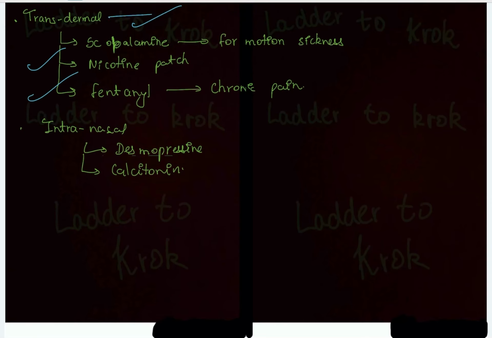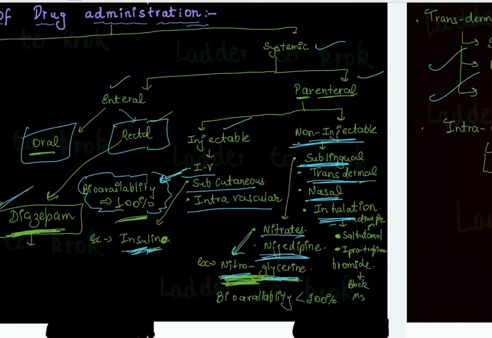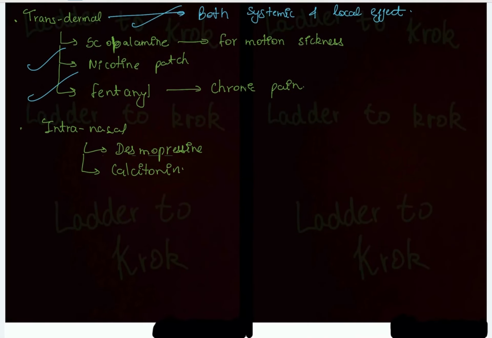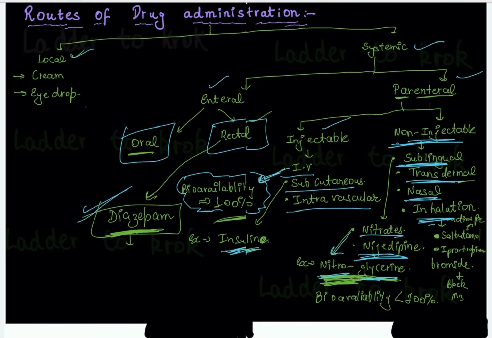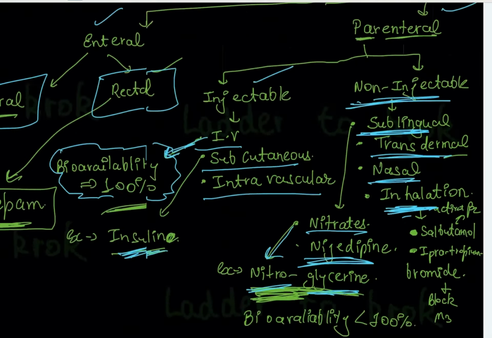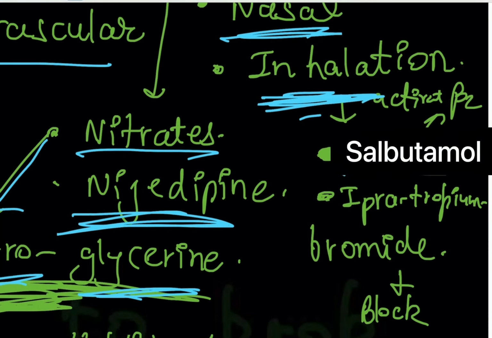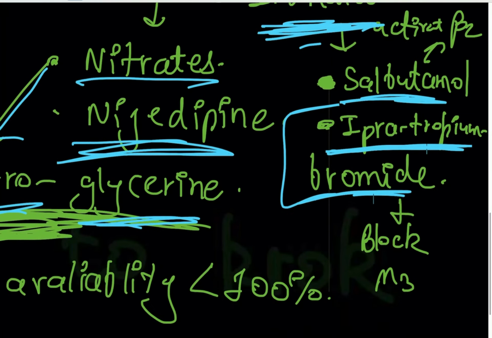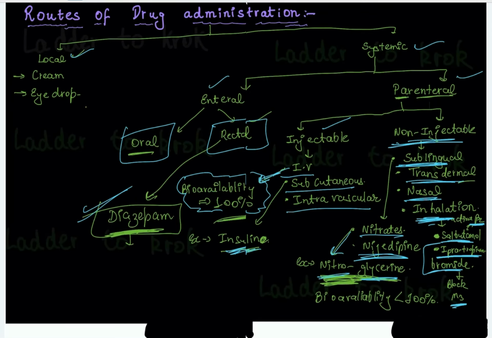This transdermal route has both systemic and local effect. Now we have nasal, like desmopressin and calcitonin. Now we have inhalation. By inhalation we take salbutamol, which activates beta 2 receptors in your lungs, and ipratropium bromide, which blocks M3. I hope this is clear for you, the routes of administration of a drug.